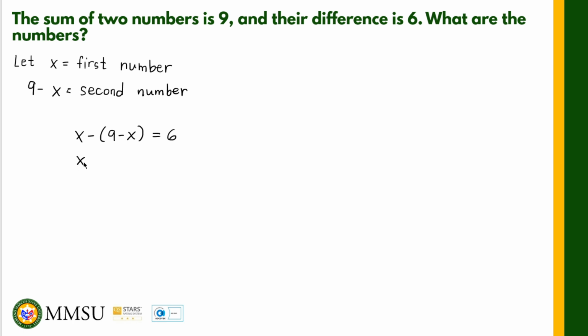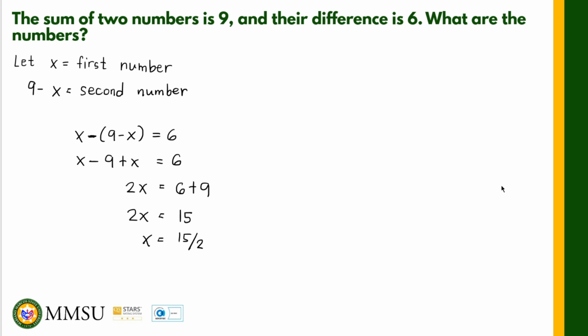So that's x minus 9 plus x, right? Because we need to distribute the negative here. So that's minus 9 plus x and then equals 6. And then we combine like terms. So that's x plus x is 2x is equal to 6 plus 9. That's 6 plus 9. So we have 2x is equal to 15. Therefore, x, divide both sides by 2. So, that's x is 15 over 2. That is the first number.